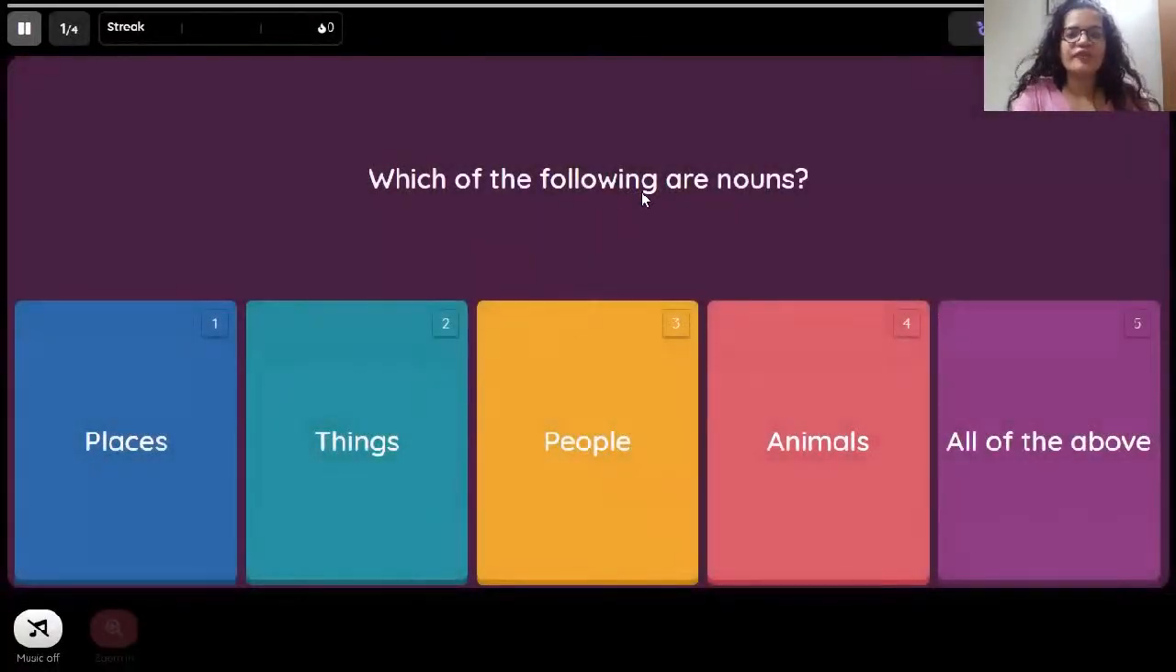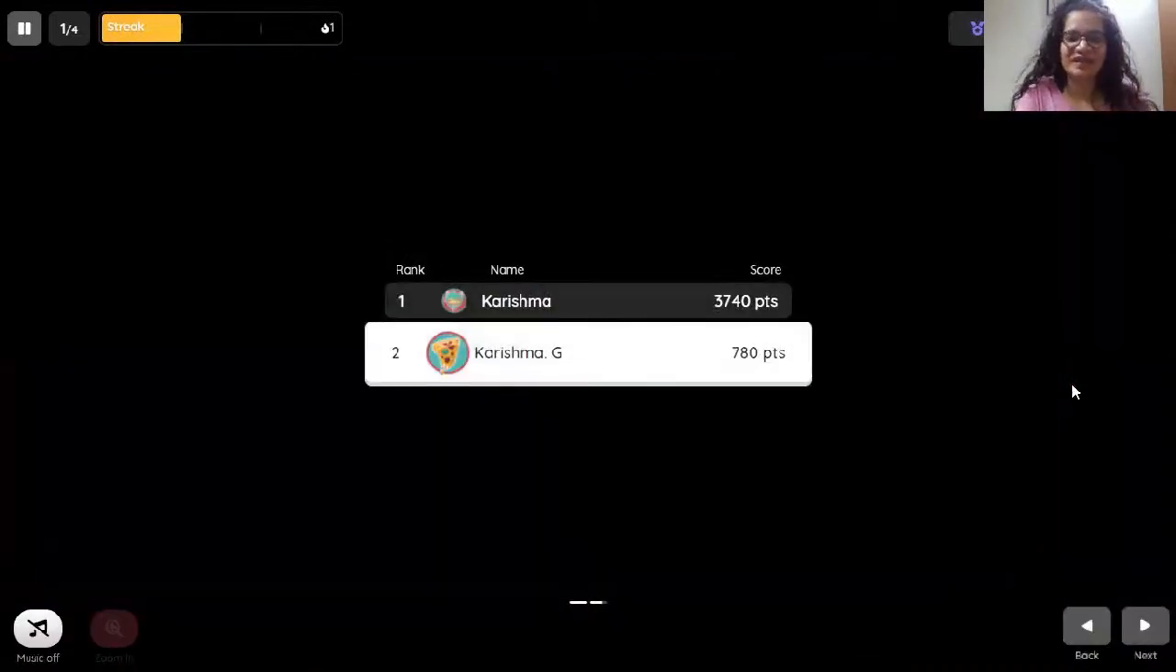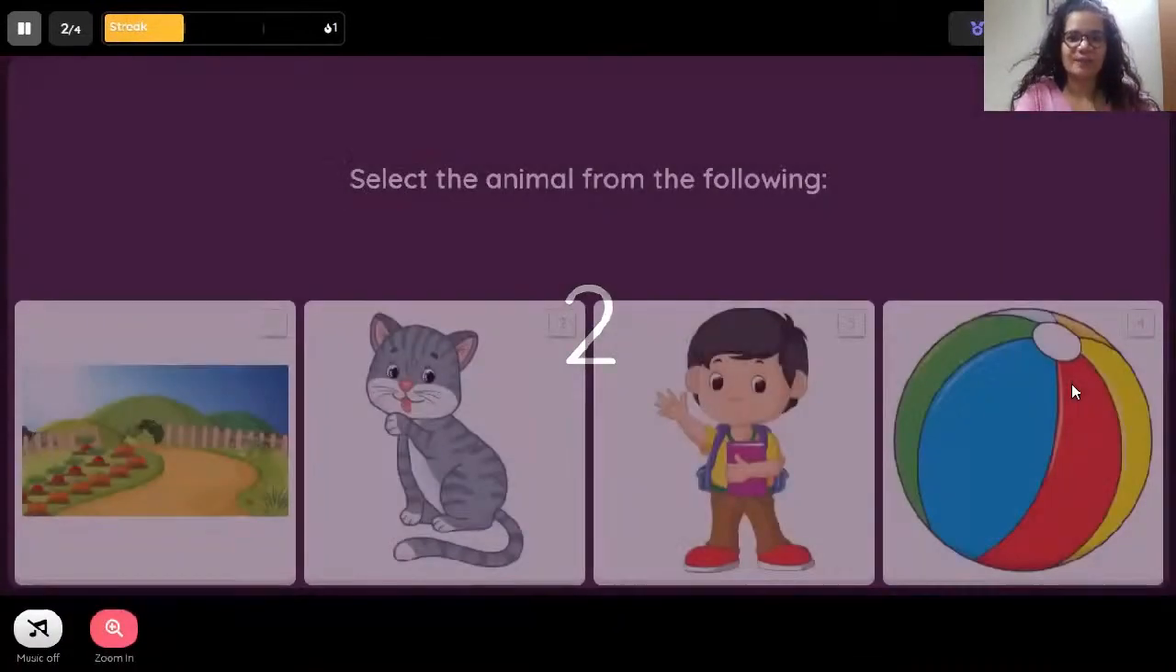Okay, which of the following are nouns? Places, things, people, animal, all of the above. I think places, things, people, animals, all of them are nouns. So your answer is all of the above. Good job. Let's go on to the next one.